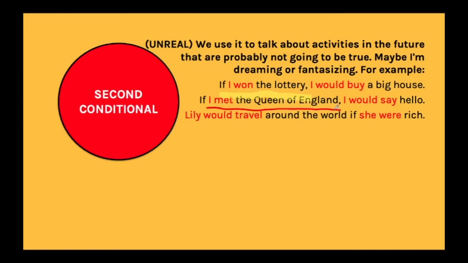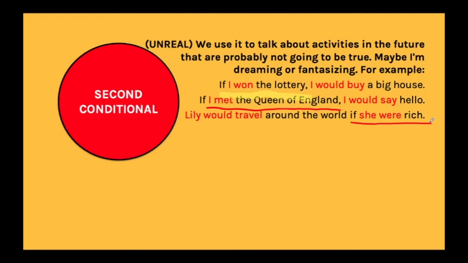Lily would travel around the world if she were rich. The problem is that Lily is not rich. It's an unlikely condition because she's poor, or maybe she doesn't have any money.